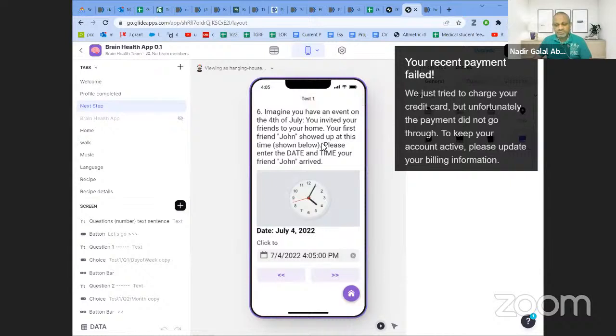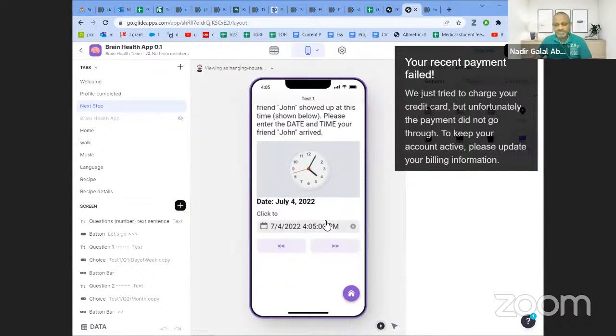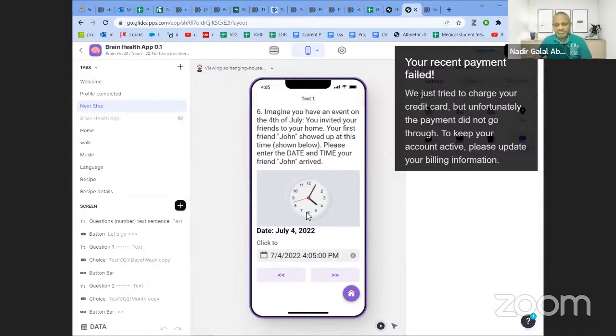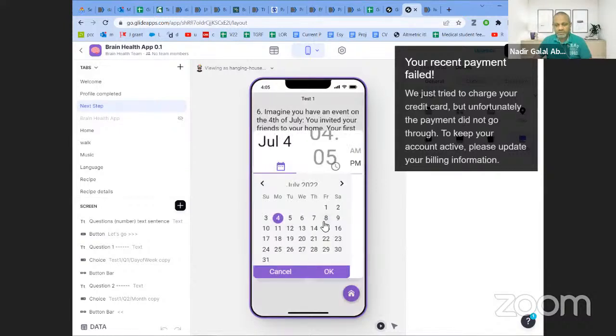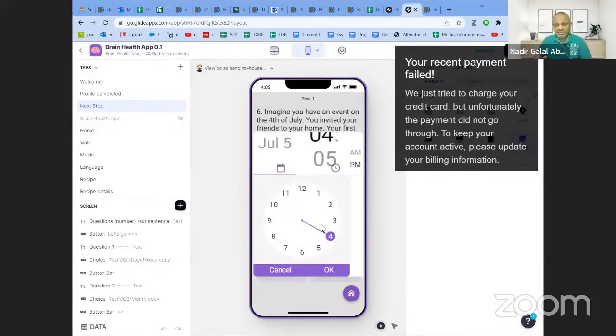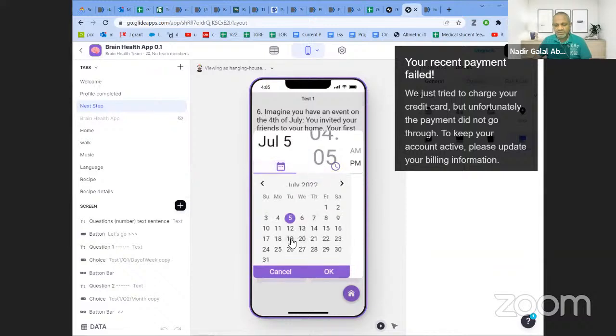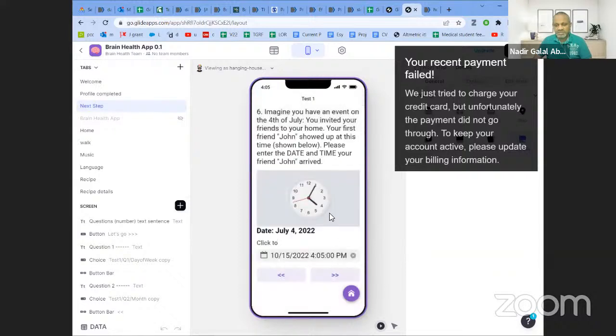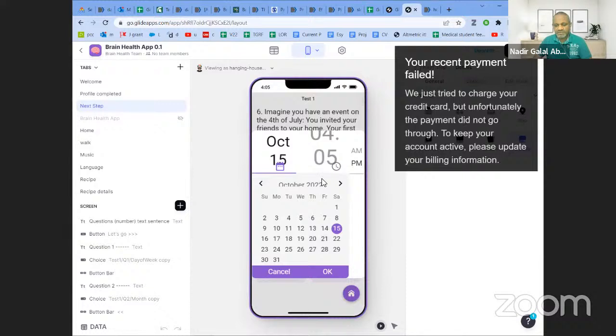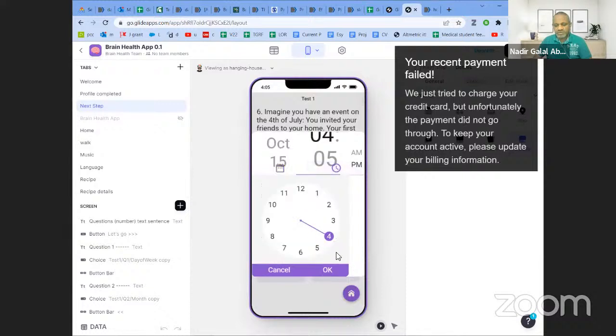And then we'll go to the next part, where they can pick it up and put it in the calendar format. So they can say, oh yeah, today is the 15th of October, and what is the time, and they can say 5 and 4.